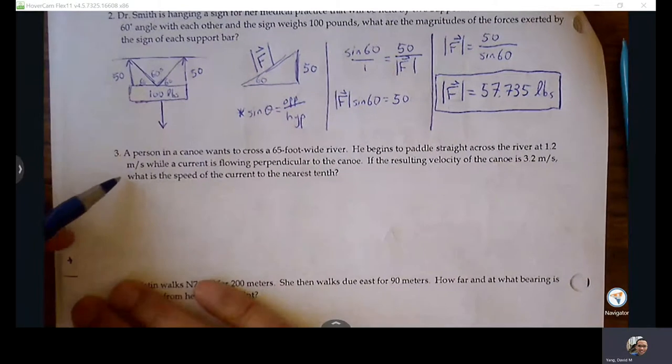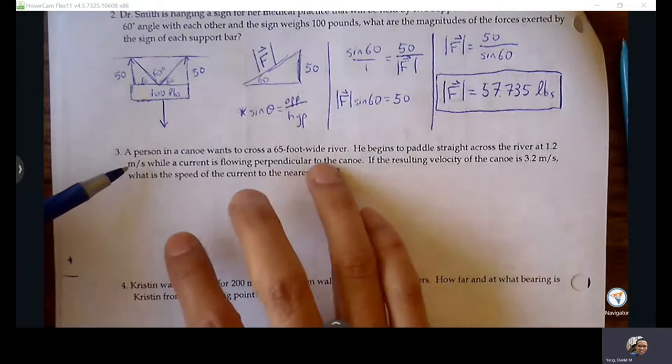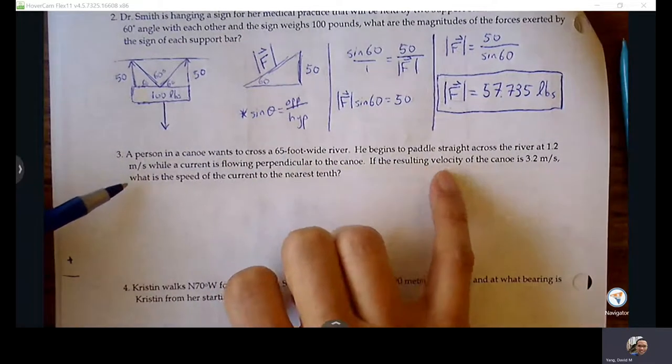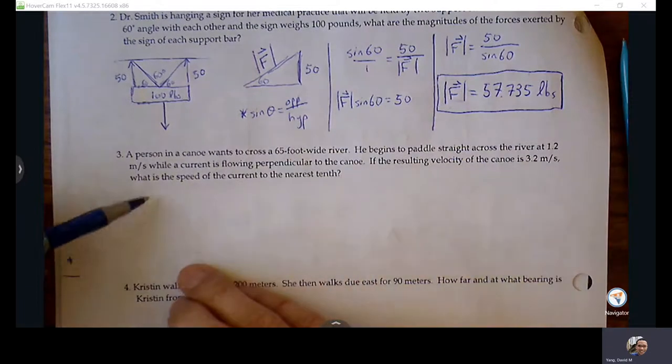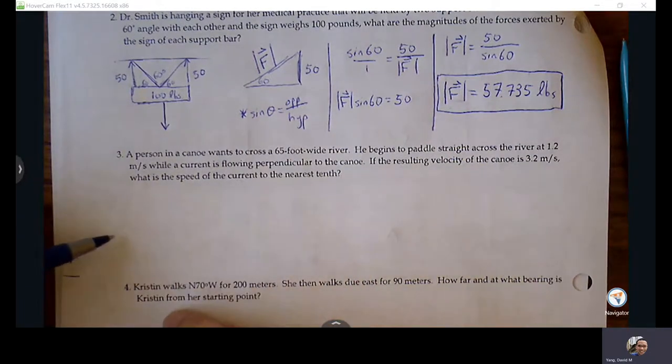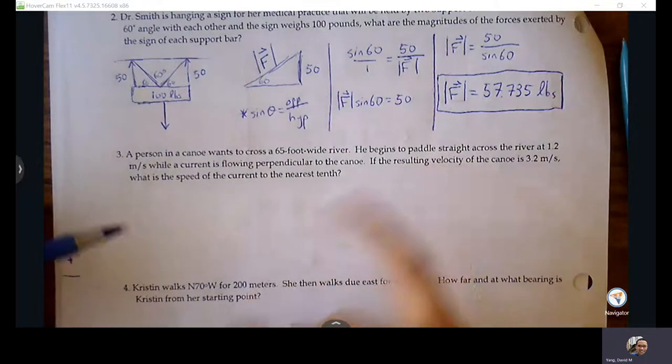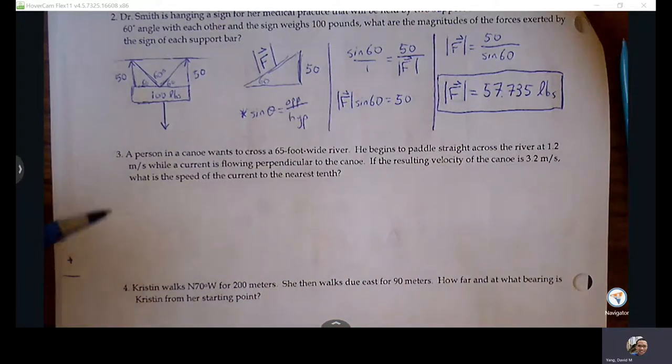Okay, so a person in the canoe wants to cross a 65-foot wide river. He begins to paddle straight across the river at 1.2 meters per second while the current is flowing perpendicular to the canoe. If the resulting velocity of the canoe is 3.2 meters per second, right, what is the speed of the current to the nearest tenth?